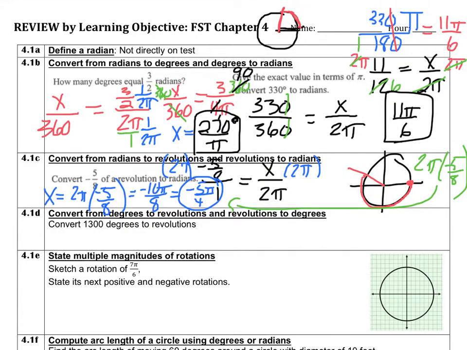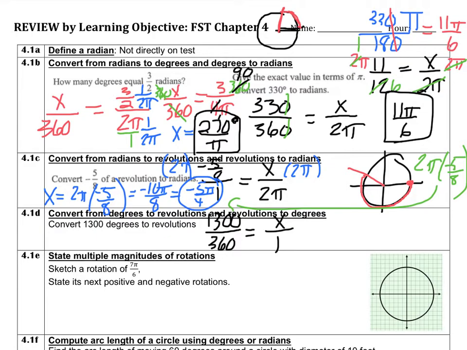4.1d, convert from degrees to revolutions and revolutions to degrees. So here we have 1300 degrees, and they want to know how many revolutions that is. Again, if you weren't sure what to do, your proportion would just be degrees for a full circle, which is 360, is equal to 1 revolution. I don't know revolutions, but I do know the degrees. When you simplify this, we could either keep it as a fraction, or we can go into a decimal for this one to better understand the revolutions.